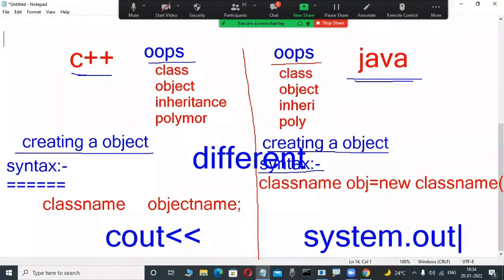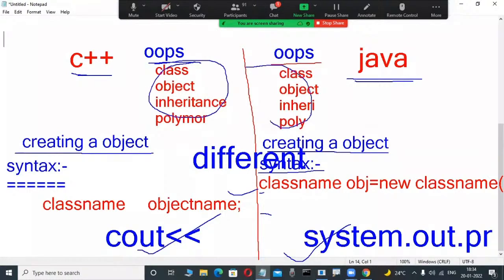System.out.println, is something there or not? Yes, here. That's why it is syntactically different. Yes, and functions are also totally different in these two object-oriented languages. But conceptually, some OOPs concepts are the same or not? Same. OOPs concepts are the same.